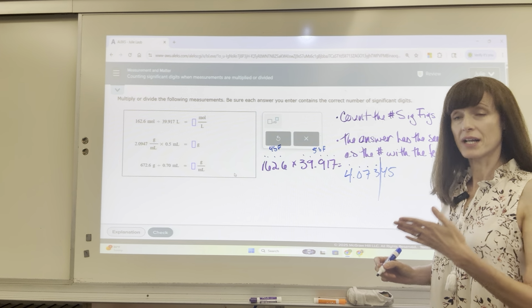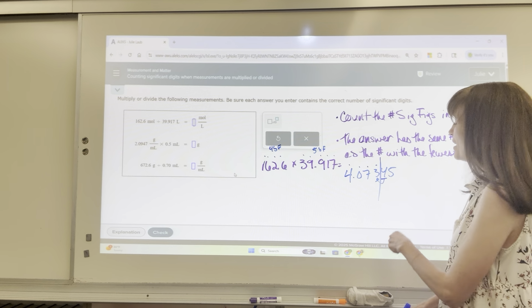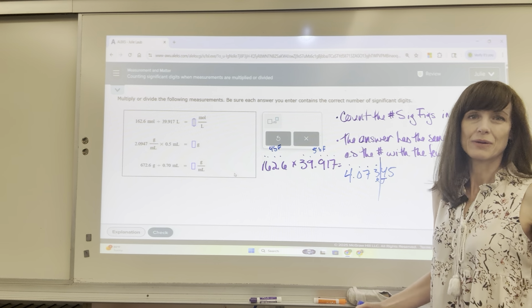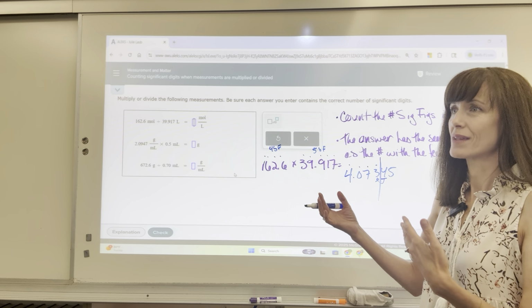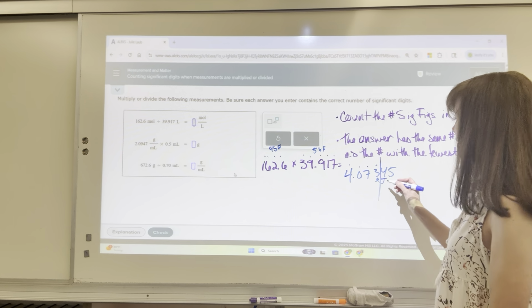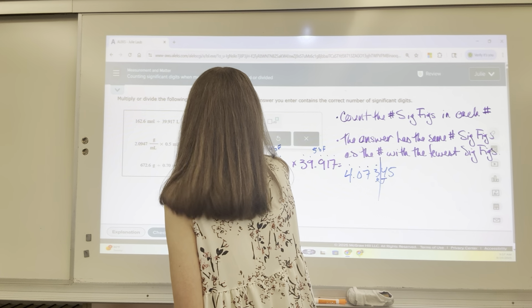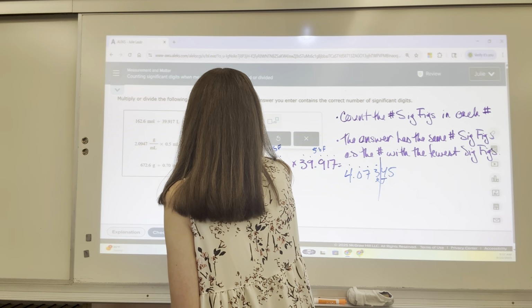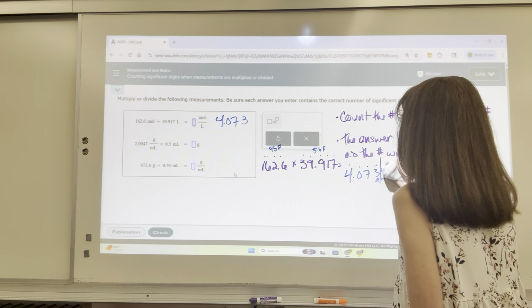Draw the line to truncate, and then you always take a moment and look. I call it the bossy number. You look at the bossy number. Does it say round or stay the same? Remember, we round up if it's between 5 and 9. This is a 4. I stay the same. So my final answer is 4.073. There you go, 4 sig figs. Very good. Let's do the next one.